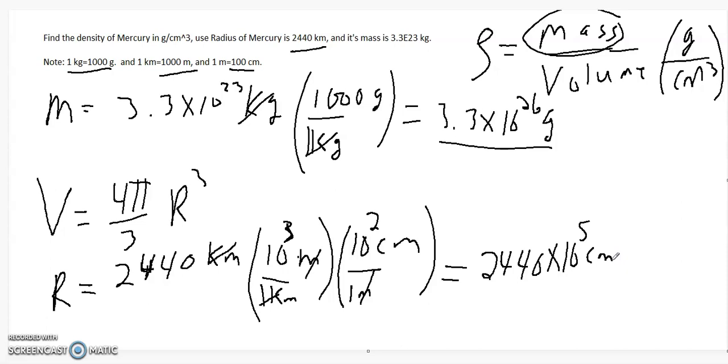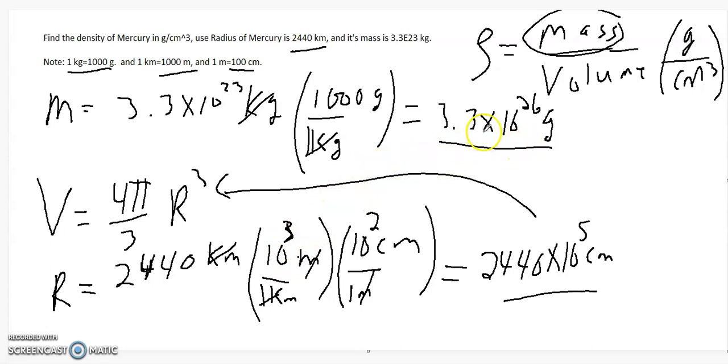Now we have to plug that radius into this formula right here. So we have to cube that, and then multiply it by 4 pi and divide by 3. And keep in mind, we know what the mass is. The mass is 3.3 times 10 to the 26 grams. I'm going to pause and rewrite this.